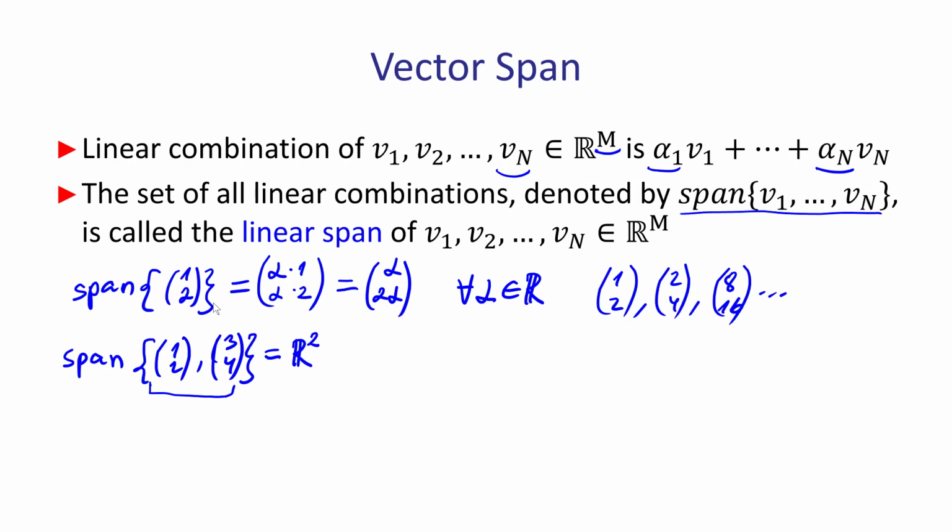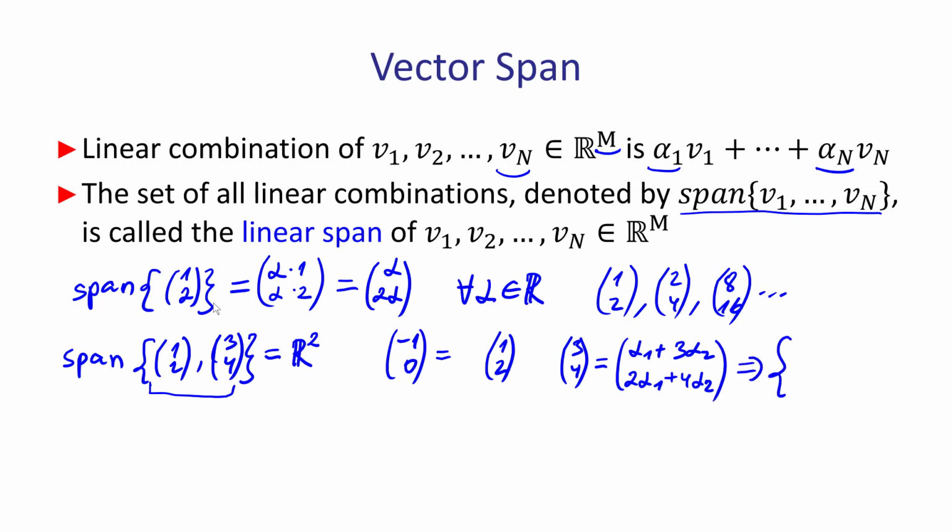Let's pick some random vector. Let's say you want to write the vector -1, 0 as alpha 1 multiplied by the first vector plus alpha 2 multiplied by the second vector. You need to find such alpha 1 and alpha 2 that this will be an equality. So let's simplify that a little bit. So it's alpha 1 plus 3 alpha 2. And then you have twice alpha 1 plus 4 alpha 2.